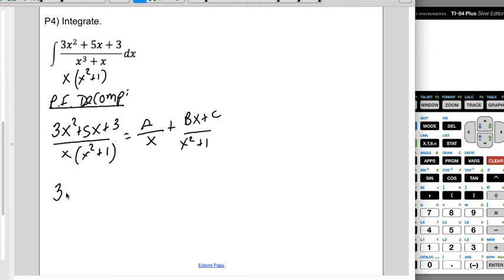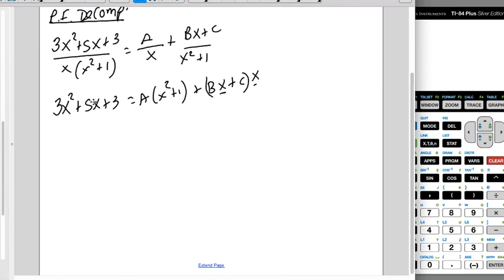When I get my common denominator, it's going to be fairly straightforward. The a is missing the x squared plus 1, and then the bx plus c whole quantity is missing an x. So this time it's going to be a little less advantageous for me to do clever sub, and here's why. The clever sub of 0 would knock out both of these, which doesn't help me all that much. So I'm going to suggest a different option here.